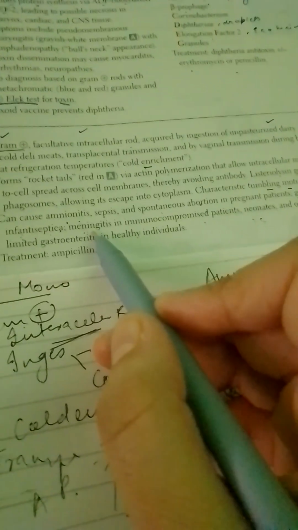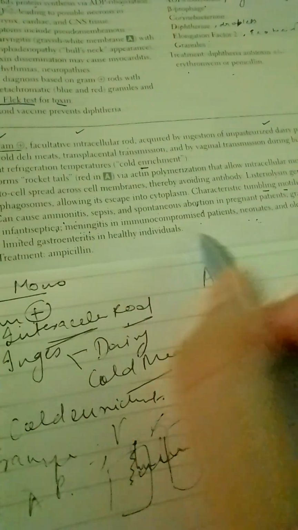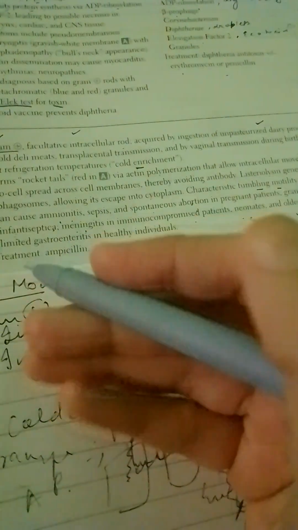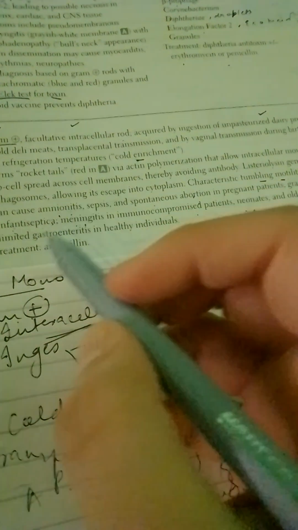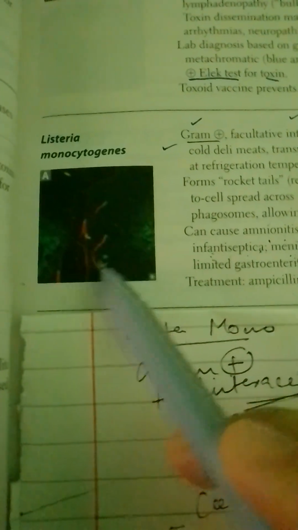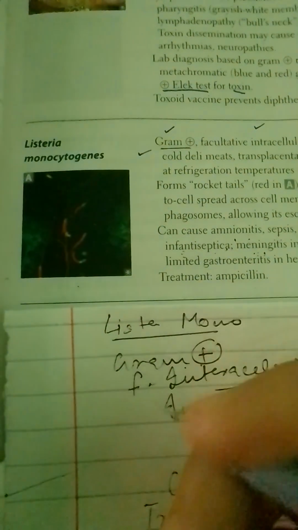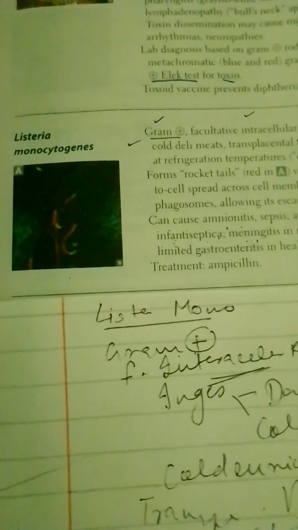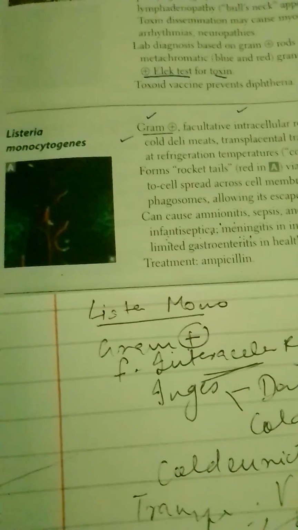And if the patient is healthy, then just some gastroenteritis will be there, and it will be mild and self-limited. The treatment we will give is ampicillin. And we can see again here the rocket tail, and it is finished. This is enough for understanding generally for your classes, and also for the USMLE Step 1.